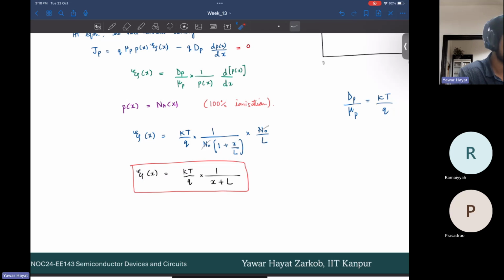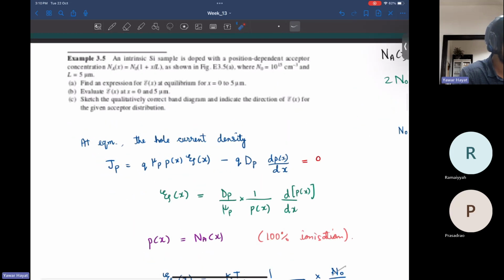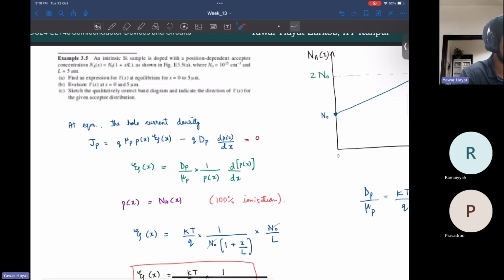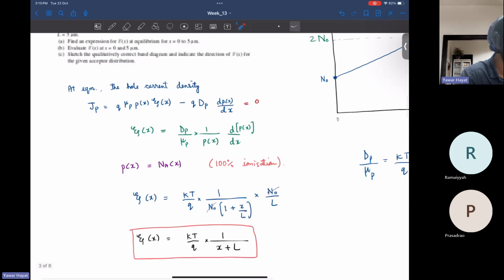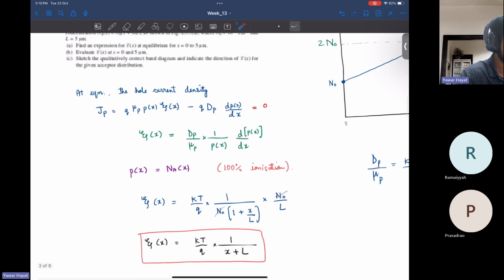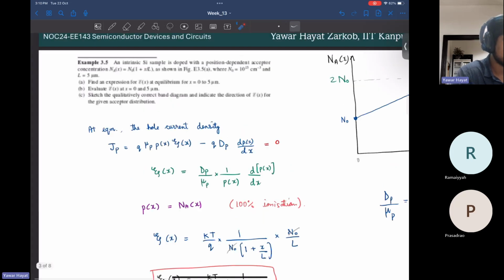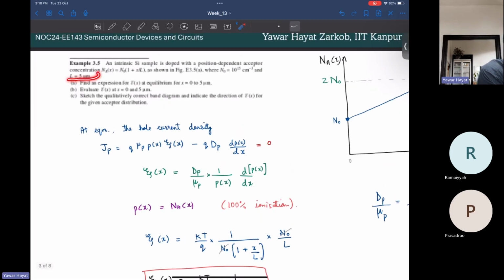Fine, sir. Okay, so now part two. Part two is simple and I would want you to try this out. Part B is that you need to compute E of X at X equal to 0 and 5 micrometer. 0 is simple, right? When X is 0, this is kT by Q times 1 over L, right? And what is L? L is 5 micrometer, right?